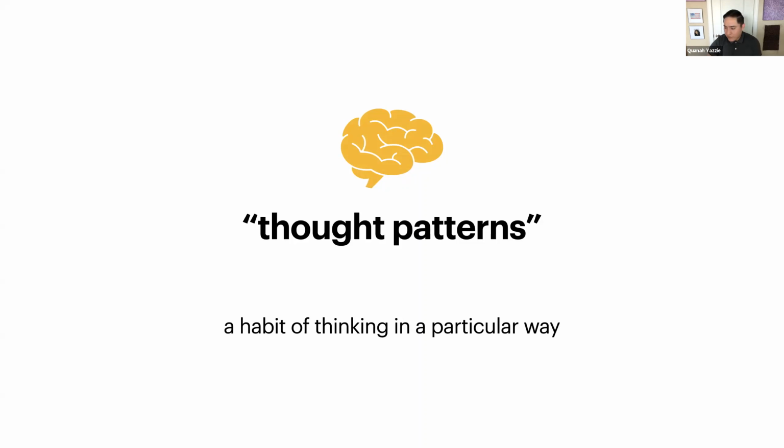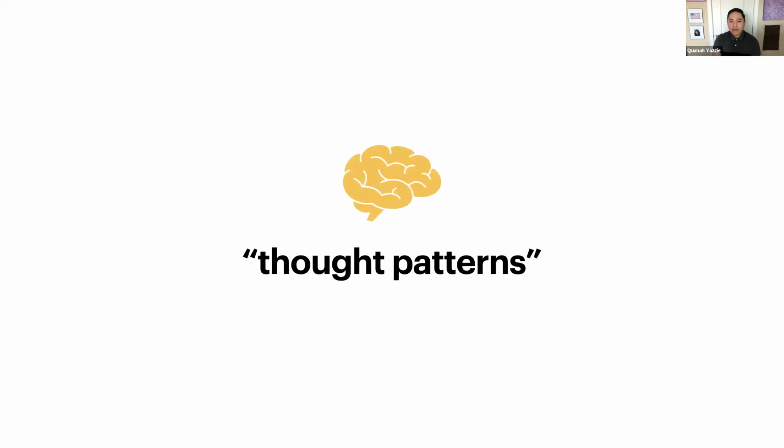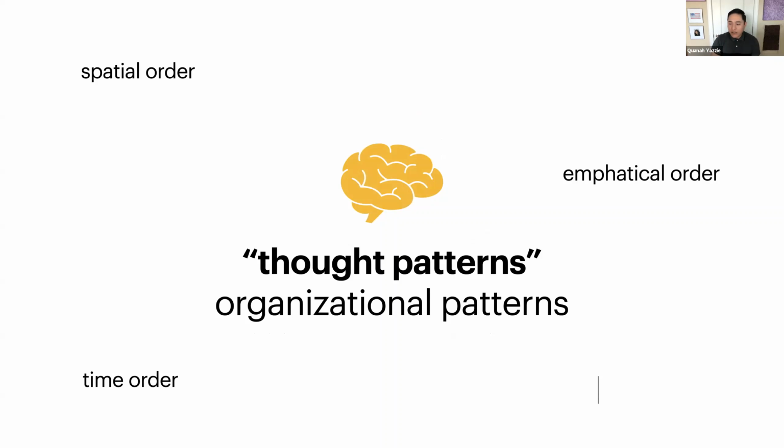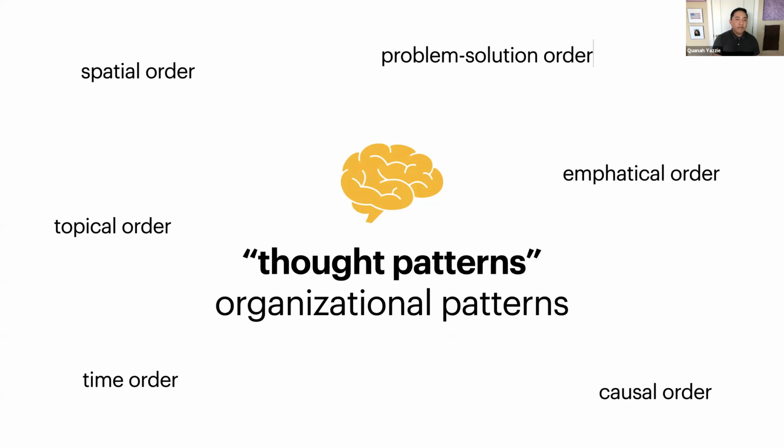And within thought patterns specifically, they're also called organizational patterns. That's another word for it. And there's different things like spatial order, emphatic order, time order. There's causal order, topical order, and then problem and solution. There's a whole bunch of different types of ways of thinking that we incorporate within our writing itself.